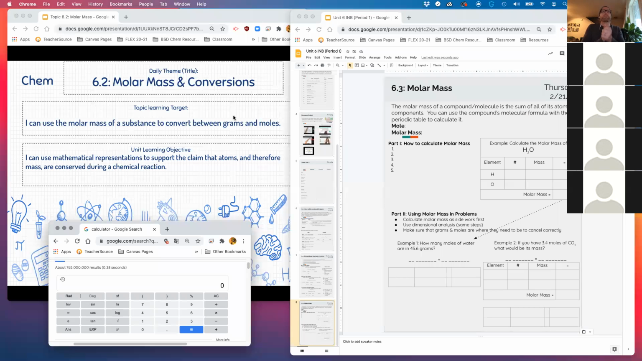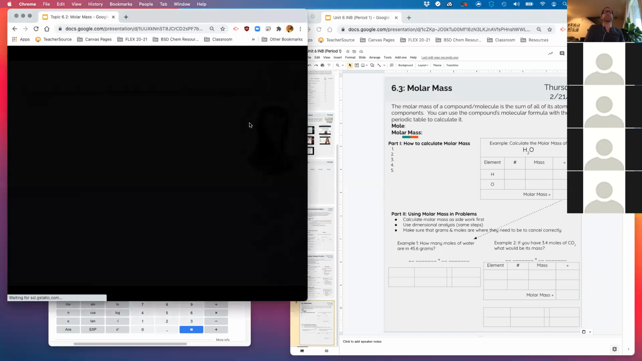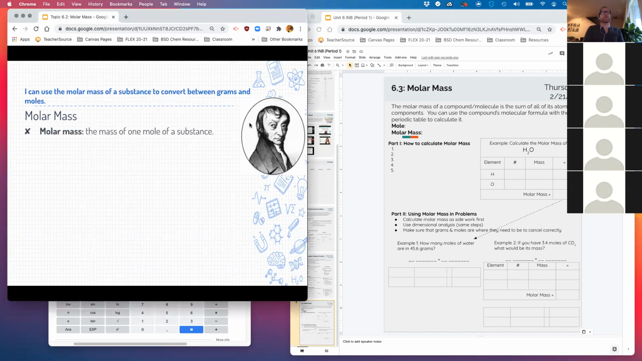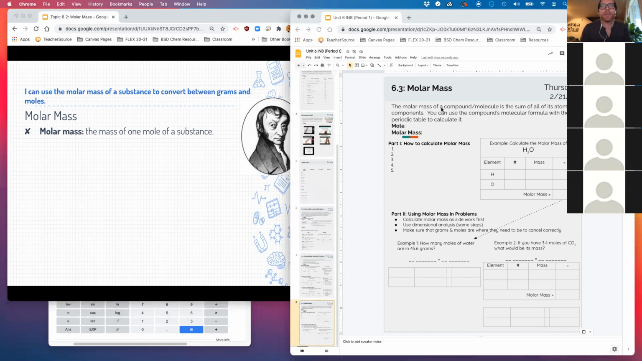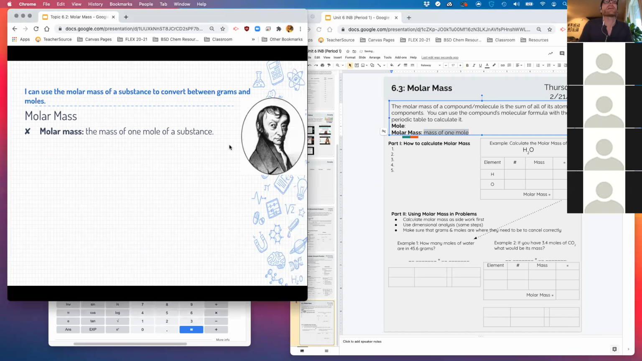So today we're going to be talking about molar mass. What is molar mass? So first thing you need to know is that the molar mass is the mass of 1 mole of substance. Well, that doesn't help us really, okay? So you can write in here that the molar mass is the mass of 1 mole, but we don't know what a mole is, right? We need to define what is a mole.